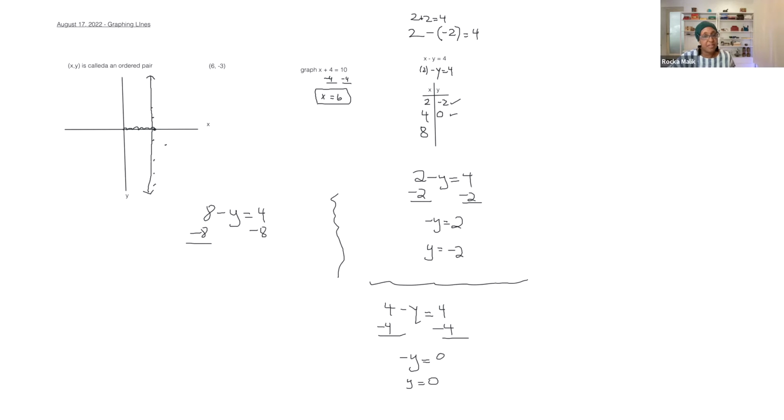Okay, so 8 minus 8 is 0. So I have minus y equals 4 minus 8, which is negative 4. I'm going to change the sign of this one and change the sign of this one. y equals 4. So for 8, I have 4. Now I'm going to plot these points and make sure they're all on the same line.